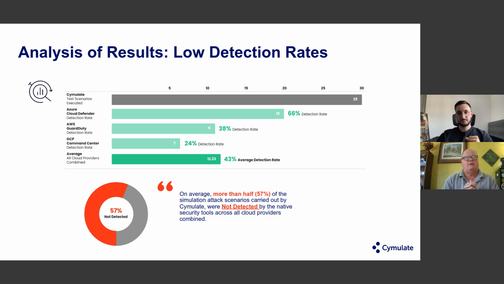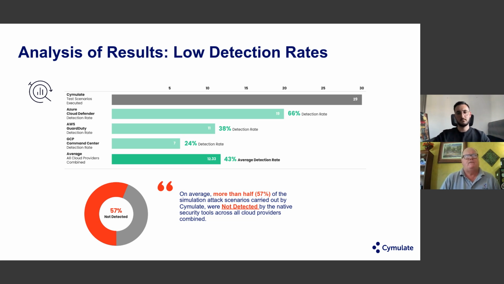Yeah, as I mentioned earlier, there are some eye-opening results here when you look at the fact that more than half, 57% of the attack scenarios that we executed were not detected by these native security tools when we look at all cloud providers combined. So that would be a concern for me if I was running a Kubernetes cluster. We see detection rates there. Cloud Defender did actually detect at a rate of 66%, going down to Command Center at 24%. So the average was only 43%.